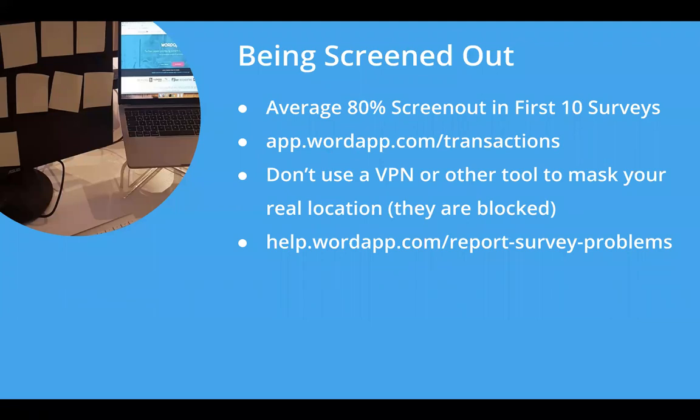If you do have problems with surveys, where there are technical problems or things that are not actually working in the survey, or you get screened out very, very late, you can reach out to the survey client directly by following the link at the bottom of the list here, help.wordapp.com/report survey problems. If you go to that link, there is a form where you can directly send a message to the survey client, where they can help you solve the problem.